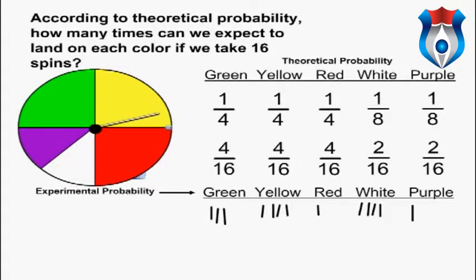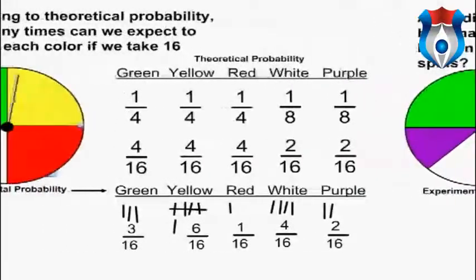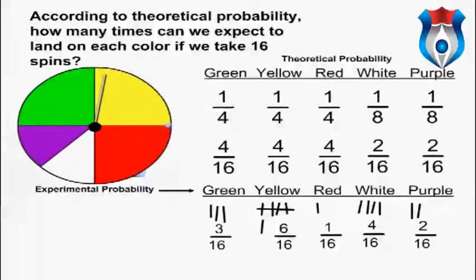Now let's compare the experimental probability to the theoretical probability. For green, we see that it actually occurred 1 time less than what we expected. For yellow, we actually had it occur 2 more times than what we expected. We expected it 4 times and we got it 6. For red, we expected it 4 times, but it only occurred 1 time. For white, we expected it twice, but it happened double that, it happened 4 times. And for purple, we expected it twice according to theoretical probability, and it actually happened twice. So purple is the only color for which the experimental matched the theoretical.